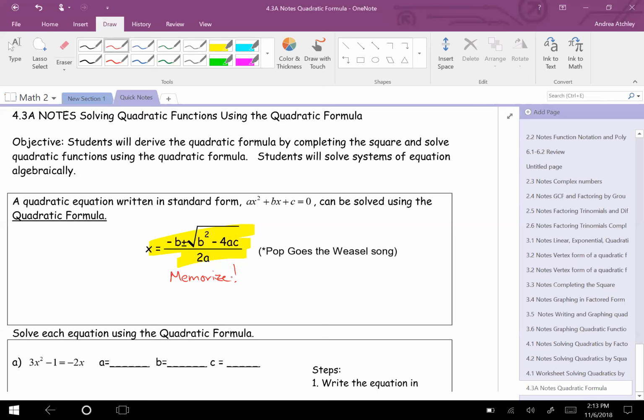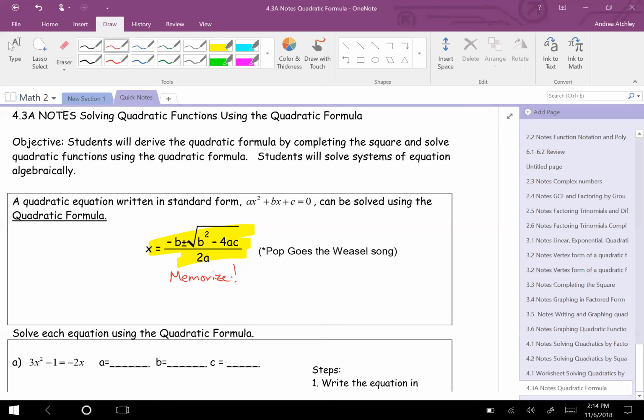Ready, begin. X equals negative b plus or minus square root b squared minus 4ac all over 2a. Okay, that's the quadratic formula.